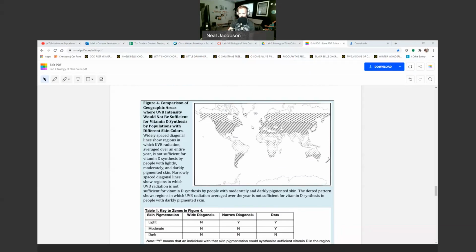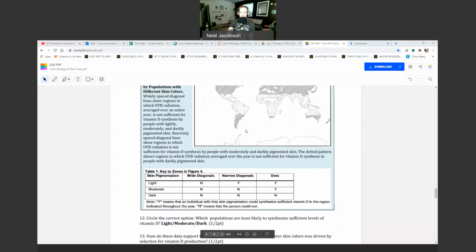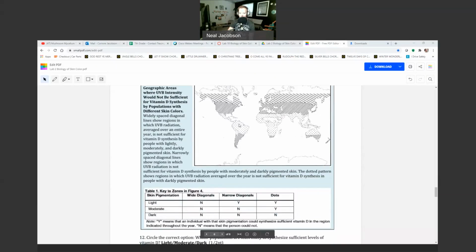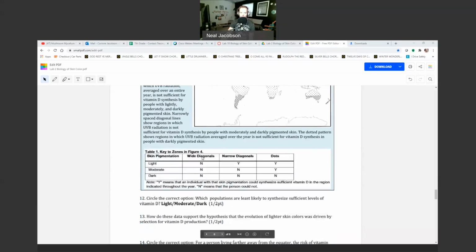And then here, where these more narrow lines are, you're a little bit closer to the equator, and so people with light skin, who need to produce vitamin D just like everyone else, will get enough UV light in these very narrow striped lines to produce an adequate amount of vitamin D. But if you have moderate dark skin and dark skin, you won't be able to produce enough vitamin D in those areas. And then these dots here in the center: if you have light skin and moderate skin, you will get enough sunlight in these regions to produce enough vitamin D. But if you have very dark skin, you might not get enough. And so that's basically what all of this says.